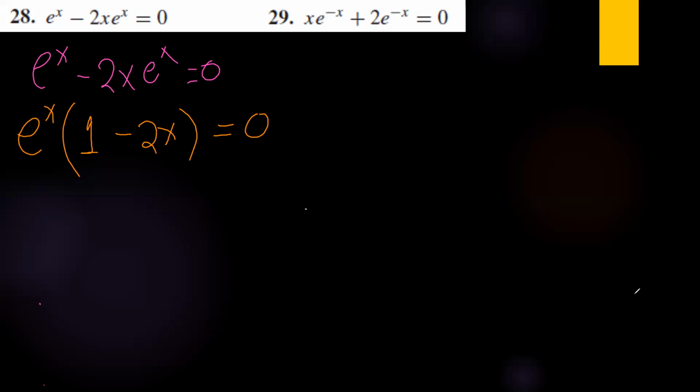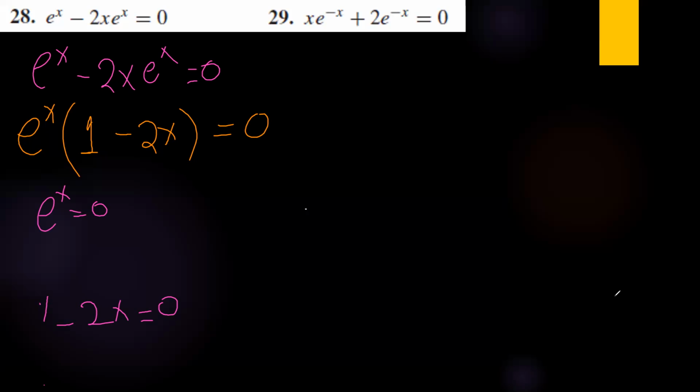Then, as we said before, when they are multiplied and the answer is 0, one of them must be 0. So e to the power x is 0, or 1 minus 2x is 0. e to the power x is 0. So how can I solve it? How can I know what the power is, that if I raise e to x, I get 0?